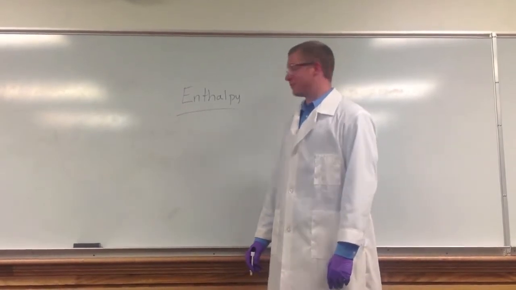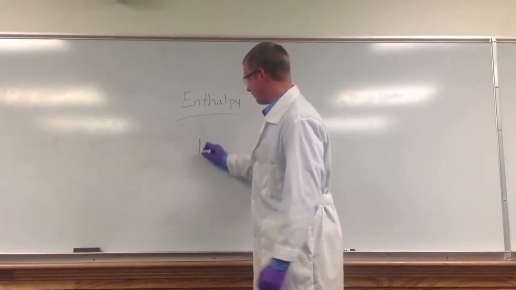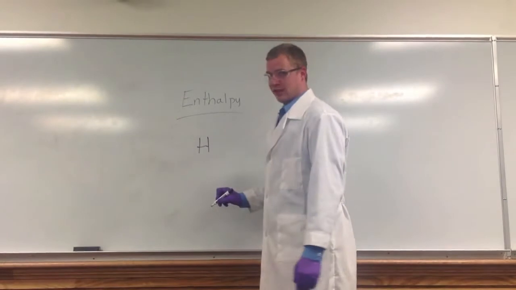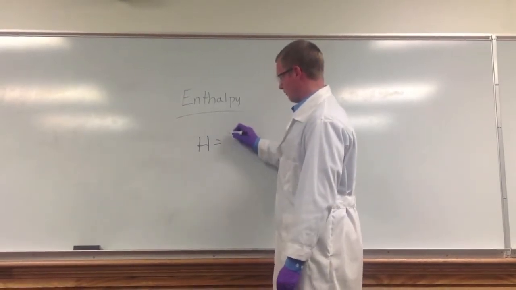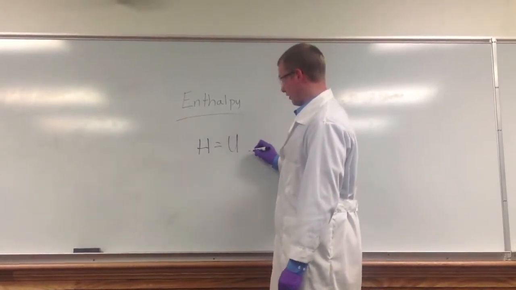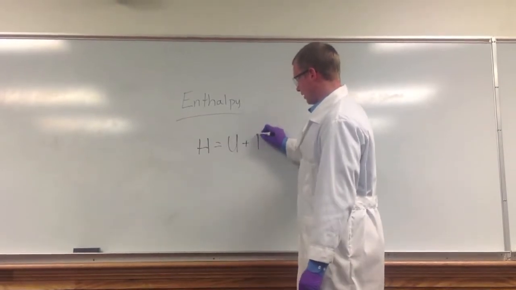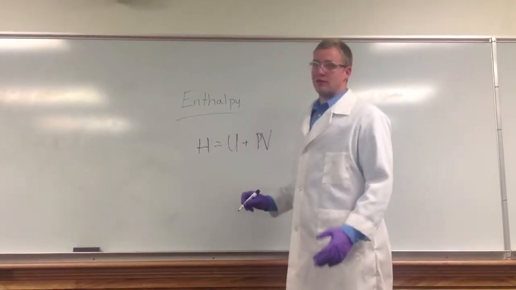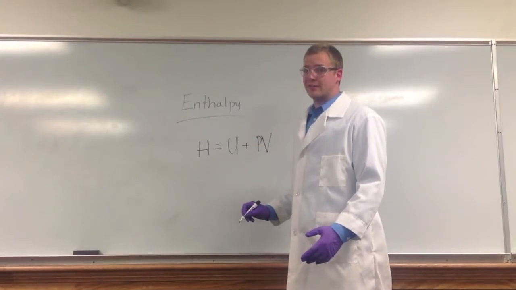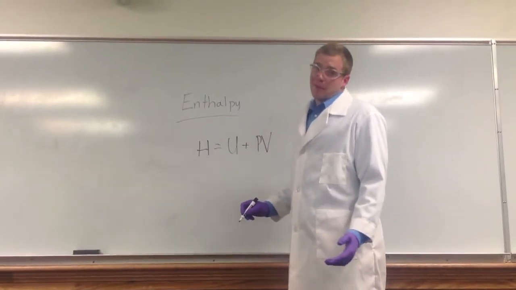Good question. Enthalpy, often denoted by H, is equal to the sum of U, or internal energy, plus PV, which can be thought of as flow work. Useful? Maybe.